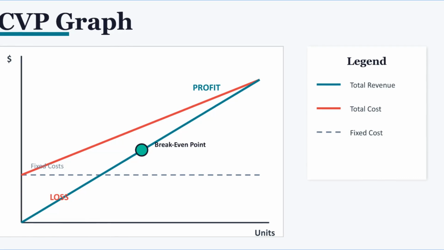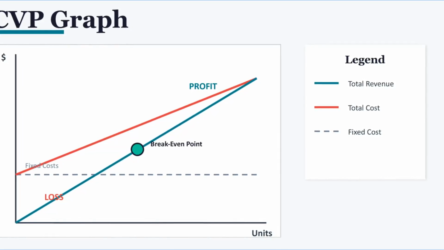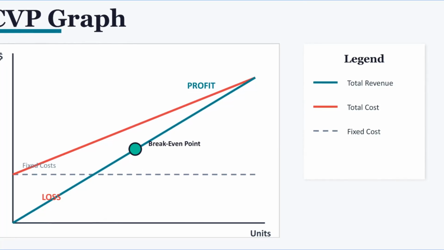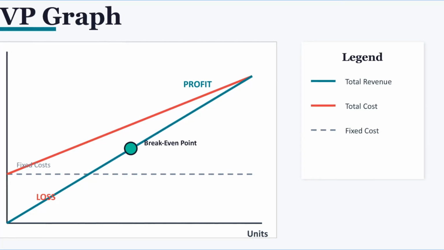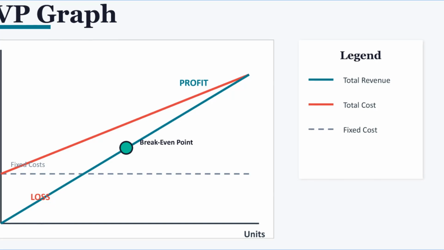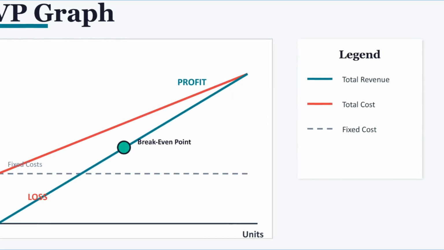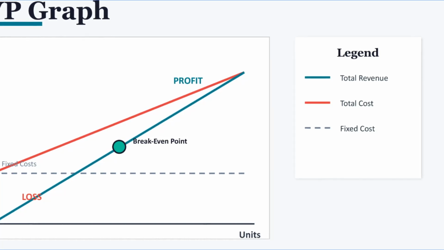The CVP graph plots dollars on the vertical axis and units on the horizontal axis, showing 3 lines. A horizontal fixed cost line, a total cost line that starts at fixed costs and rises with variable costs per unit, and a total revenue line that starts at 0 and rises with selling price per unit. Where the revenue and total cost lines intersect is the break-even point.